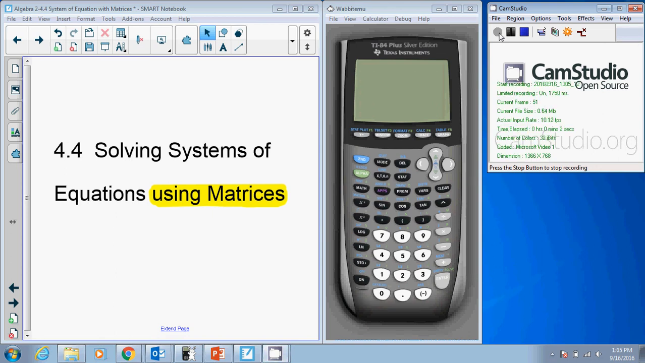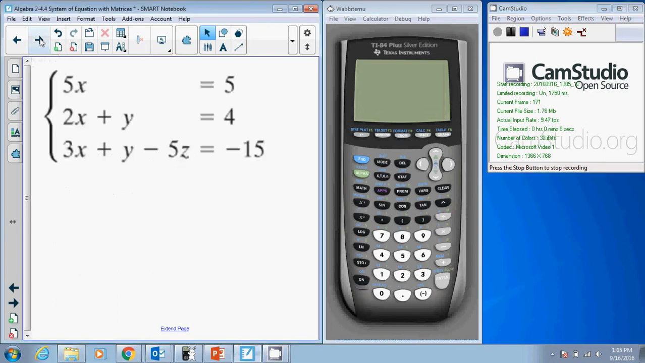This video is part 4 to solving systems of equations using matrices. We're going to look at another example of how to use matrices to solve a system of equations. Notice this time we have 3 equations and we have 3 variables. So this problem is a little different than the past ones we've seen. But again, we still want to create a matrix for these equations, and we're going to use the graphing calculator.